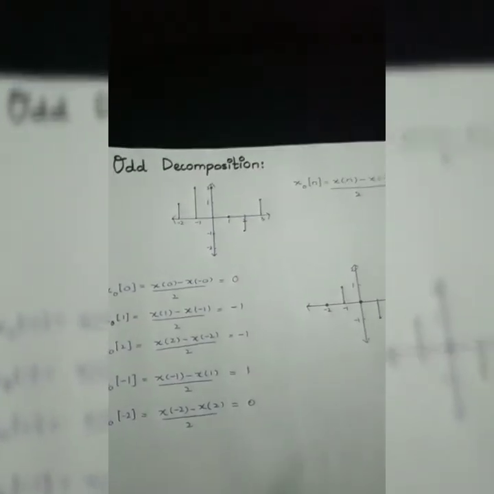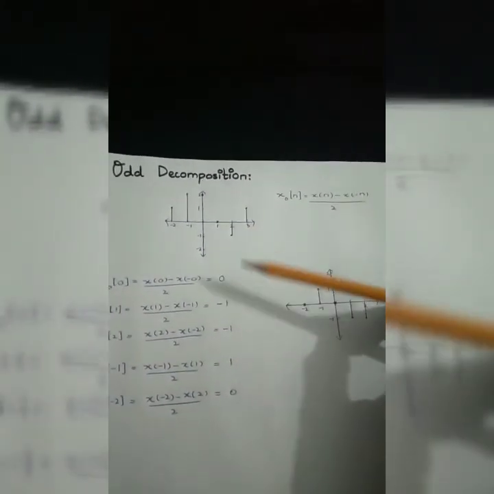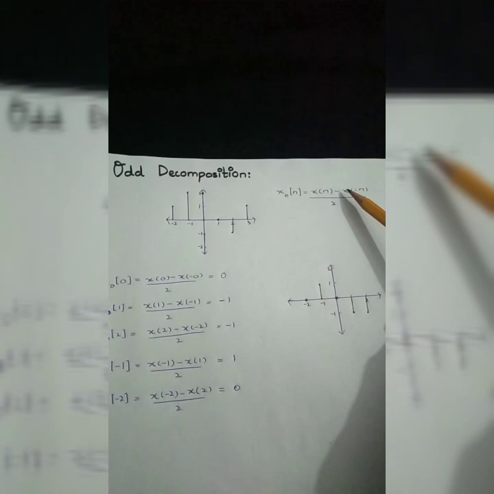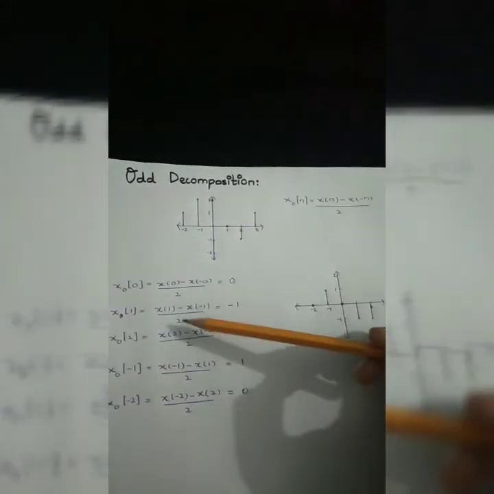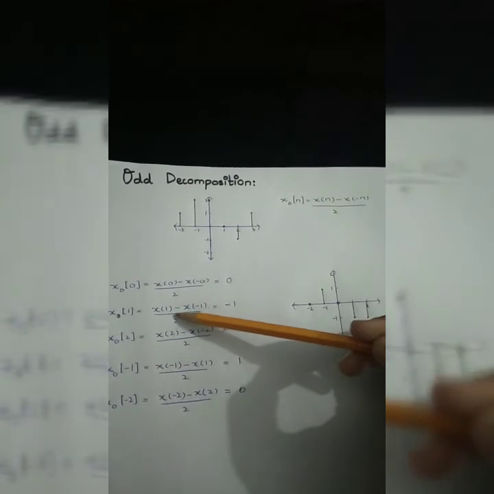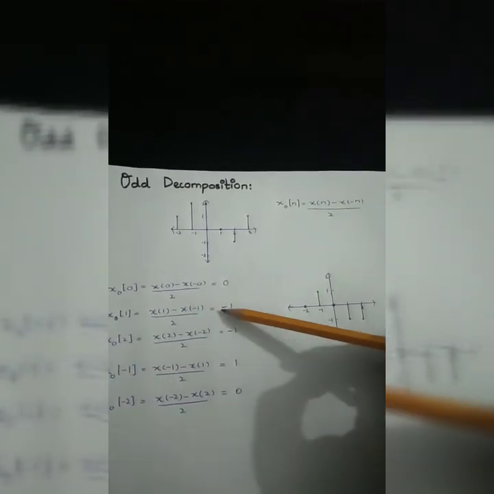Now we will discuss the odd decomposition of a signal. For odd decomposition of a signal, we just need to know this formula, and then by putting values in this formula, we can draw the odd decomposition of a signal. If we consider this signal, then we will put the values in this formula. For n equal to 0, the equation will be x of 0 minus x of minus 0 divided by 2, which is equal to 0, and for n equal to 1, our equation will be x of 1 minus x of minus 1 divided by 2, equal to minus 1. In the same way, we will find the values at the other samples and then we plot them.